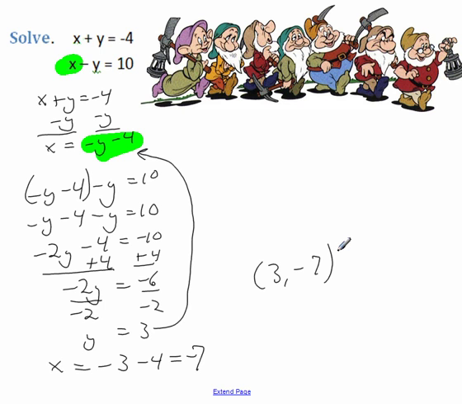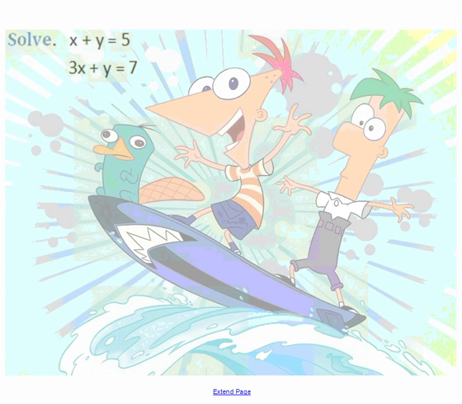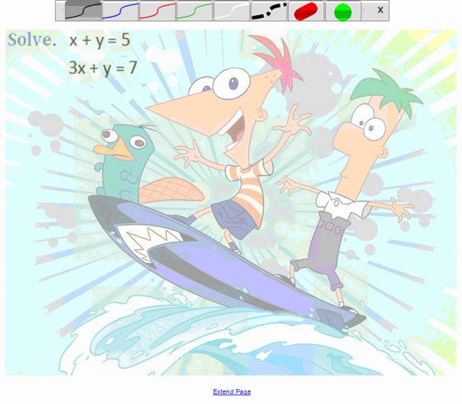Moving on to our next example here, x plus y equals 5 and 3x plus y equals 7. Here we have four variables represented. We could solve for this x or this y or this x or this y. Now looking at this one and thinking about what I said last time, you should realize there is one that's not necessarily a good choice. It still would work, but it would make it harder.